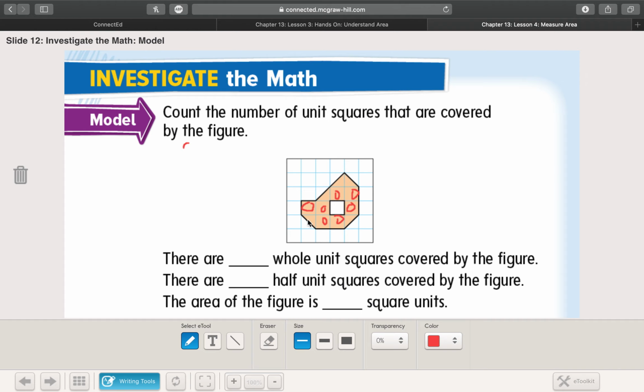Do you see how I didn't count this? Because this is not a whole square that's shaded in. And same with these other ones. But I had 7 squares that were completely shaded in.